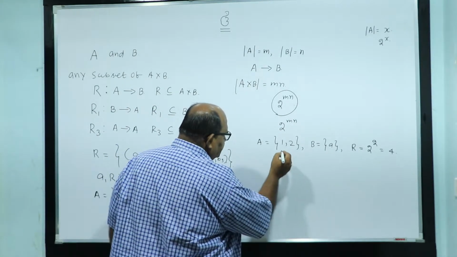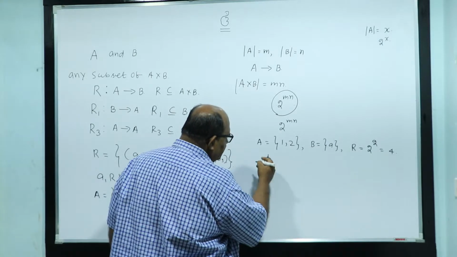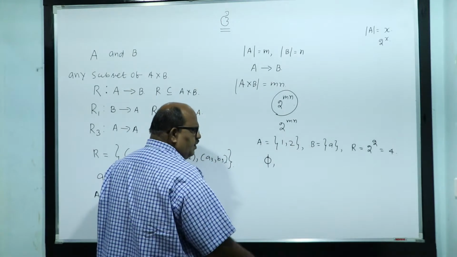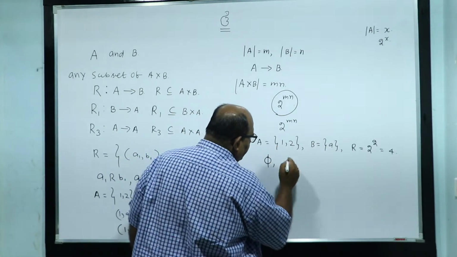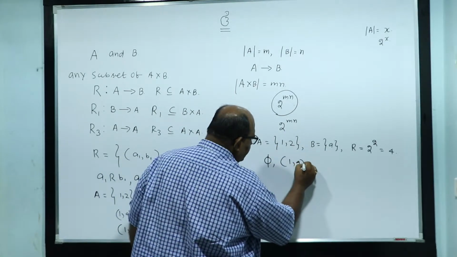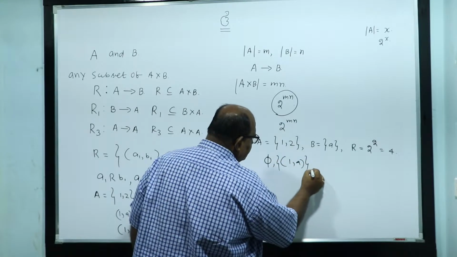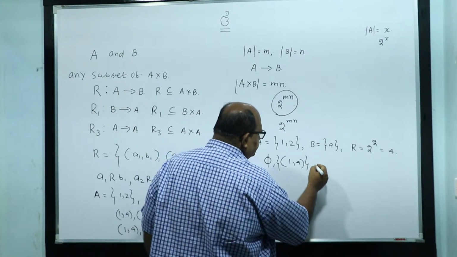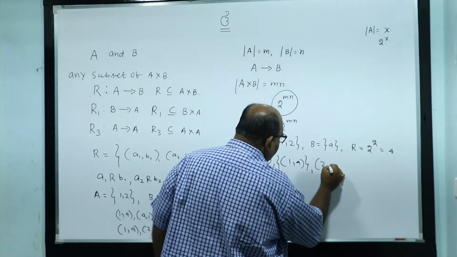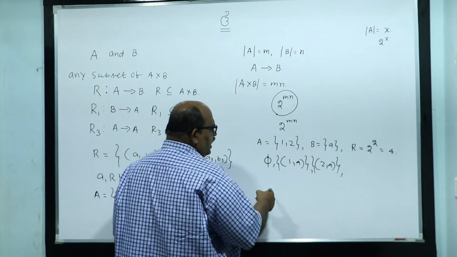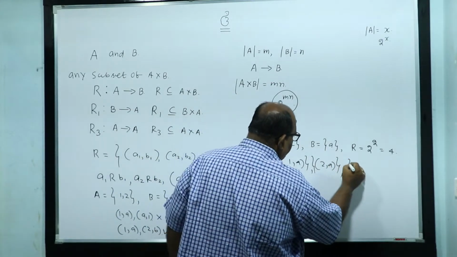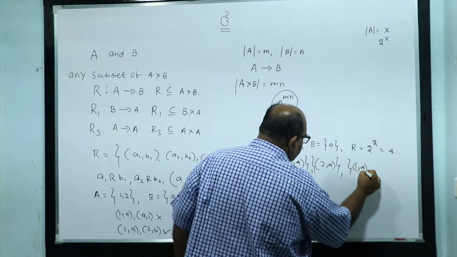First, phi is a relation from set A to set B, whatever may be the set A and set B. Then another relation is {(1,a)}, this set is a relation. Then another relation is {(2,a)}, this is a relation. Then another is {(1,a),(2,a)}, this is a relation.